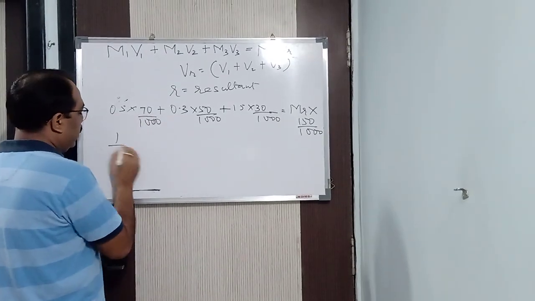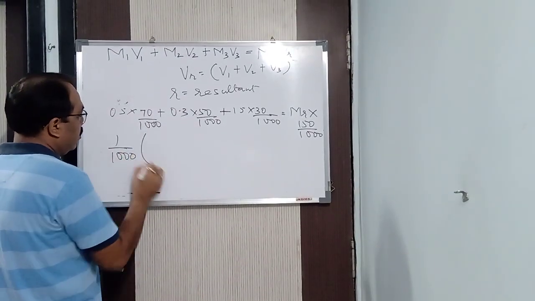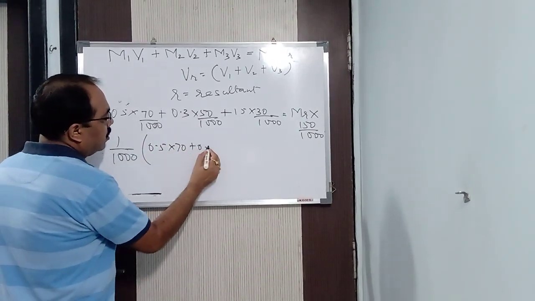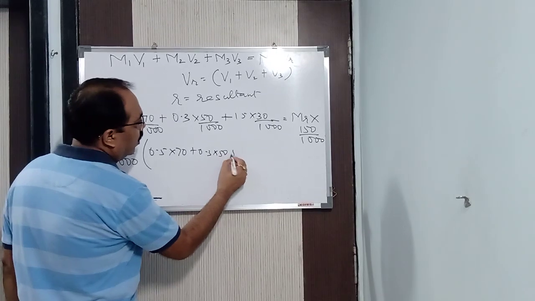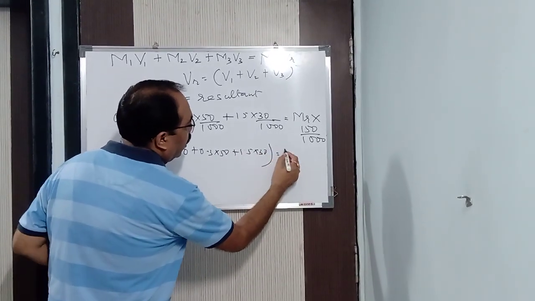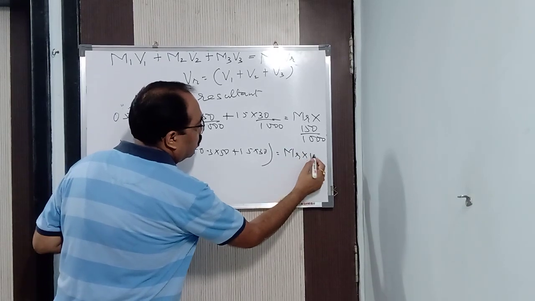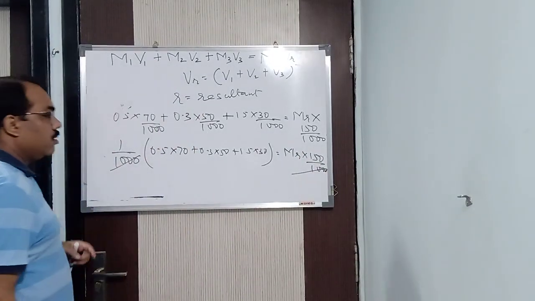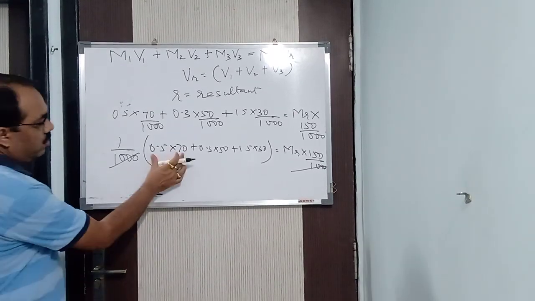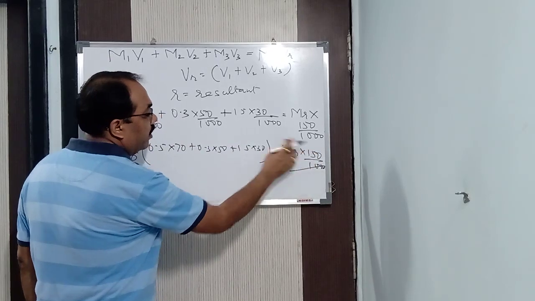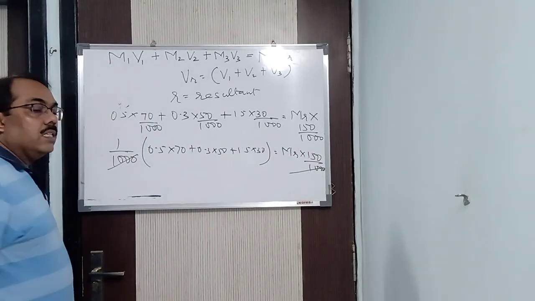You know what is to be done? You will take 1 by 1000 as common, and it cancels. So 0.5 into 70 plus 0.3 into 50 plus 1.5 into 30 equals MR into 150 by 1000, which cancels. Now can't we calculate? You multiply this, multiply this, multiply this, and add it. Got it? Divided by 150, you will get the resultant concentration.